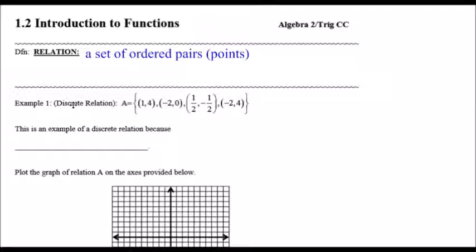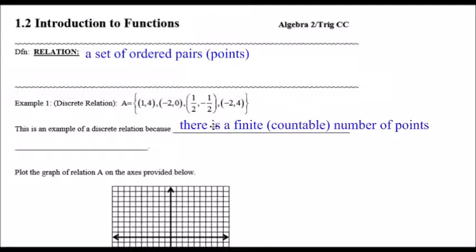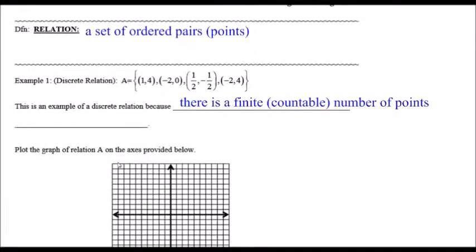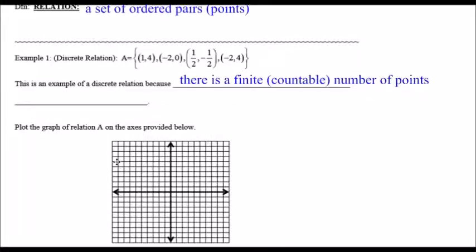This is a discrete relation, one that has a finite number of points. You can see it only has 4 points. Okay, a discrete relation only has a finite number of points. Could be 4, it could be more, but there's a countable number of points. All right, and I'd like you to plot those points on this axis and play the recording when you're ready to proceed.